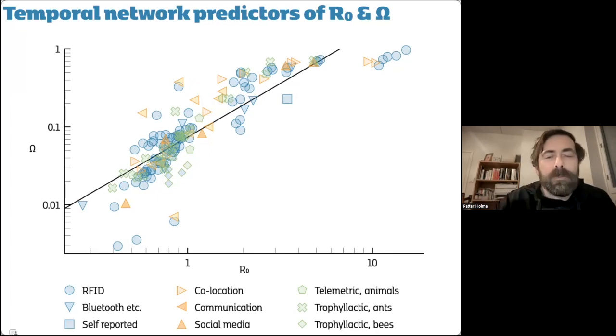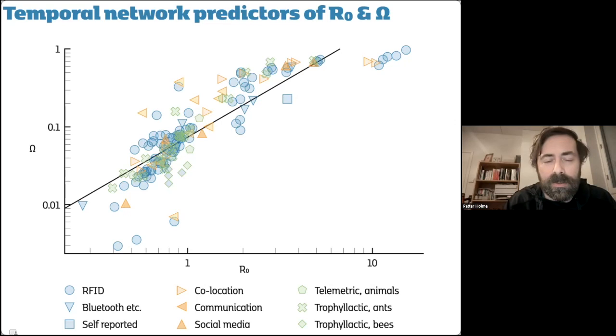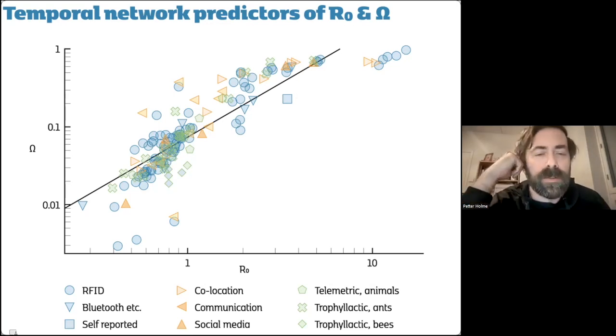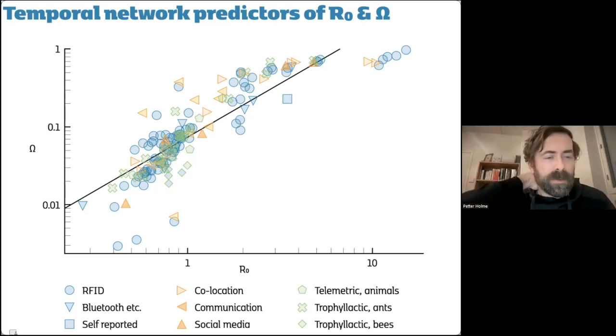In this plot, every point is a temporal network data set. Most of them are relatively relevant. They record who is close to whom at what time. Some of those are for animals, the green ones, I think. And there are also some social media data sets that are not really so relevant. But all in all, R naught predicts omega, the final outbreak size, in this data set.